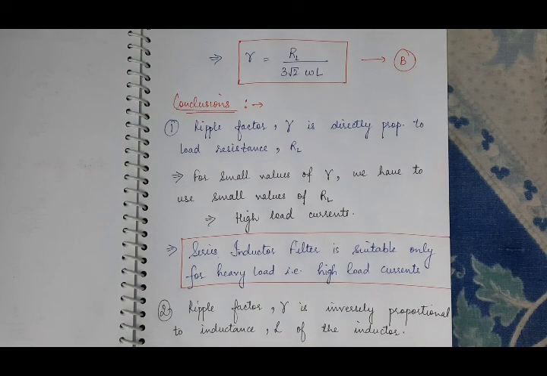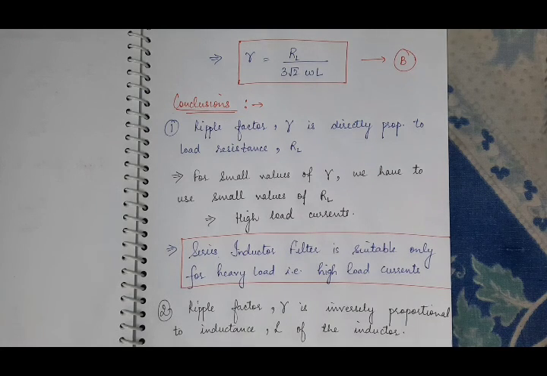So what are the conclusions regarding the performance of the inductor filter? The first conclusion is that the ripple factor gamma is directly proportional to the load resistance RL. It means we need small values of gamma, and for small values of gamma, we have to use small values of RL. And small values of RL means high value of load current. So this implies the series inductor filter is suitable only for heavy load. Heavy load means small value of RL but high value of load current.